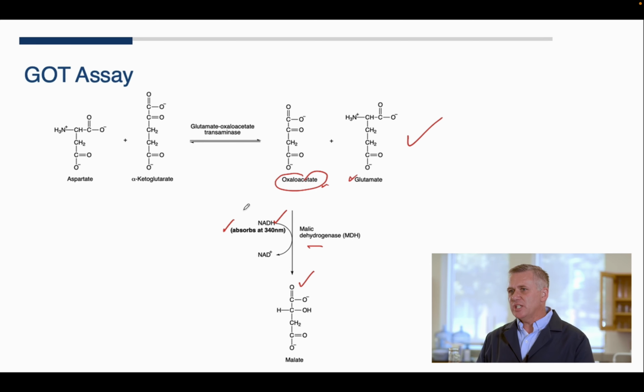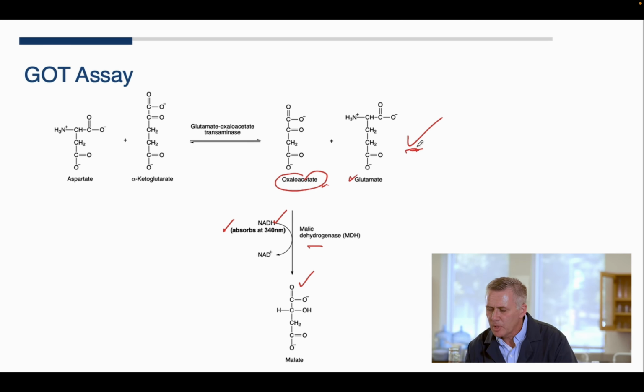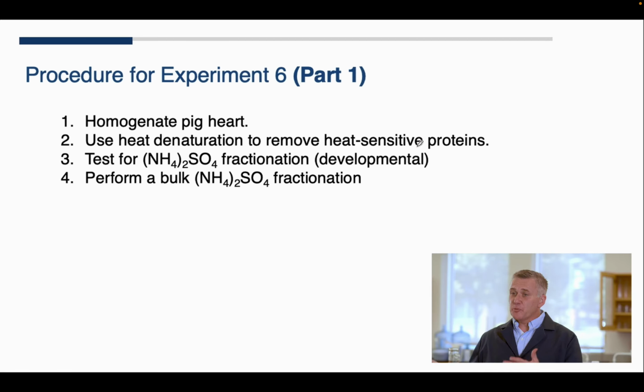Also, we know that there's a competing enzyme, GDH, which will largely do the same reaction, and we're going to test for the presence of it to see if it's in the pig heart that we're isolating. If it's present, then it gives us a false indication of GOT activity, and so here we don't want that.